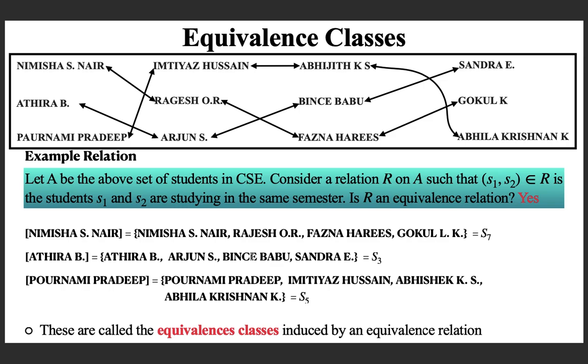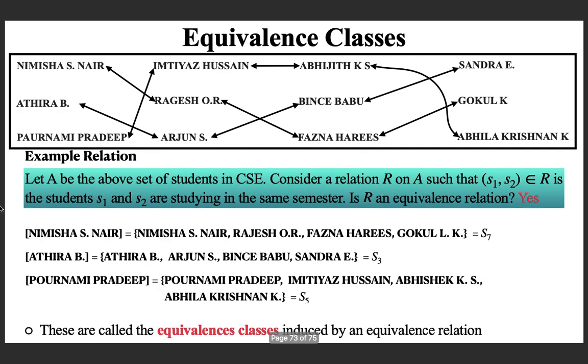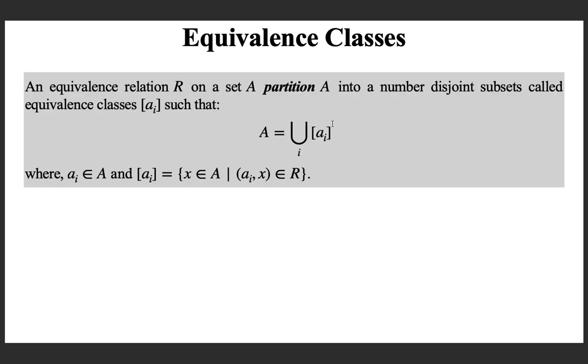And moving on to the formal definition of equivalence classes, an equivalence relation partitions a set into a number of disjoint subsets called equivalence classes. For example, here this is the equivalence class represented by Nimisha S. Nair. So the equivalence class represented by an element. If you take the union of all the equivalence classes, you will get the original set, and each equivalence class is disjoint when compared to a different equivalence class. And what is an equivalence class for ai? It is the set of all elements in A related to ai. And that's it. I hope you are getting it.